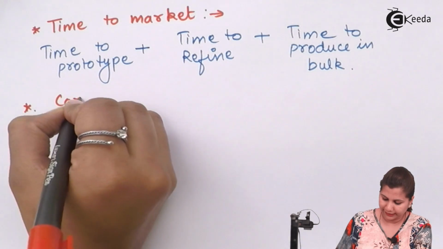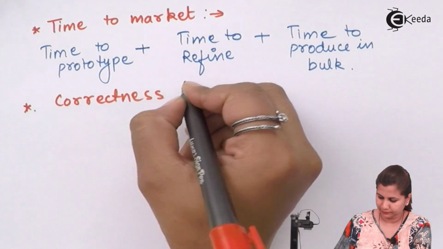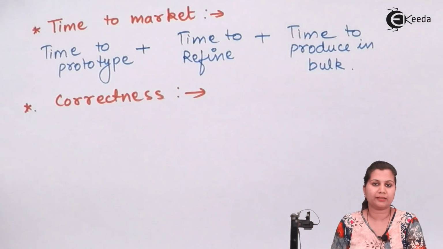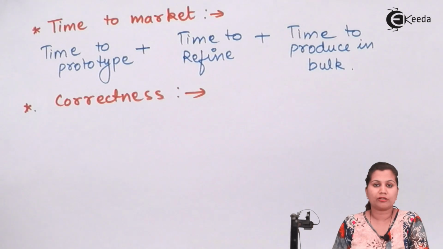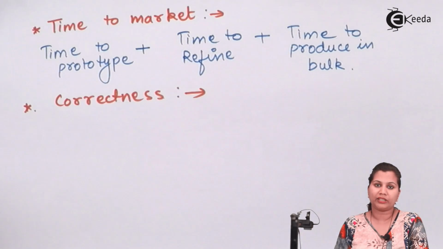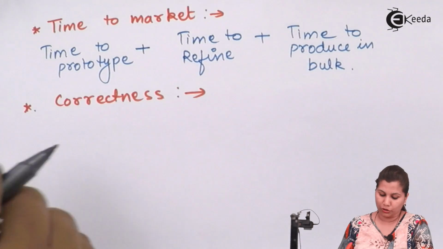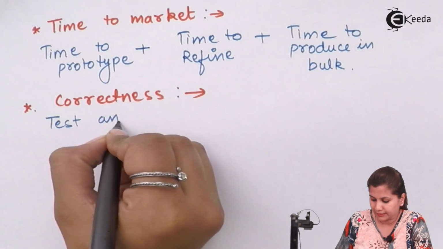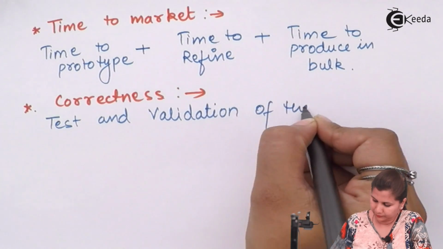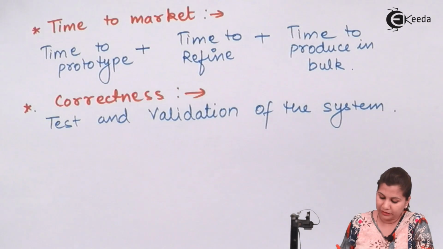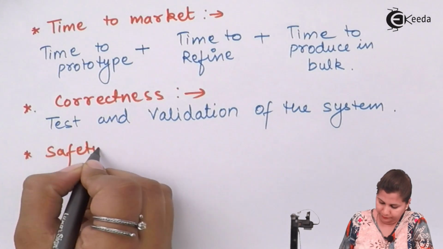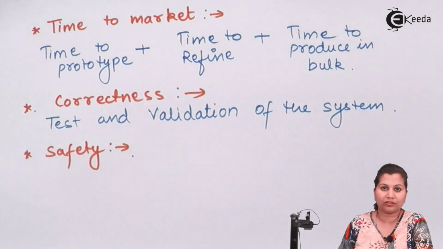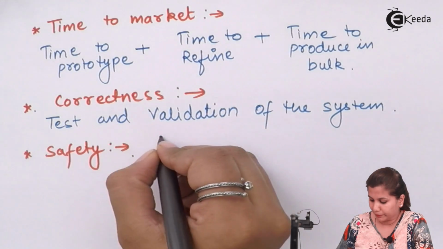Next design metric is correctness. We have designed the system, but that system should be a correct system, a valid system. So correctness and validation are also very important. It should not be that we have designed the system and it is not giving us proper results. So correctness should be kept in mind, that is, test and validation of the system. Next design metric is safety. The system should be safe as well. Safety measures must be kept in mind, so safety is also an important aspect.